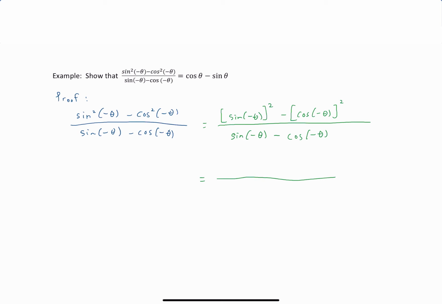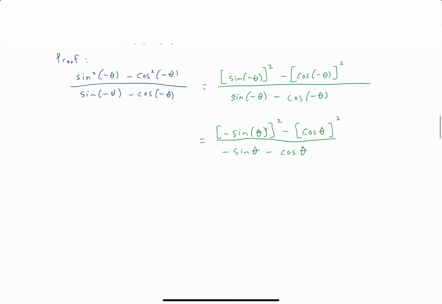Again, this is just to help you understand what's going on here. But using the odd-even identities, I know that sine of negative theta is the same thing as minus the sine of theta, and then that is being squared. And then I also know that cosine of negative theta is the same thing as cosine of theta, and that's being squared. And down below I have minus sine of theta, because that's what sine of minus theta equals. And I have minus what? Cosine of negative theta. Cosine of negative theta is the same thing as cosine of theta.